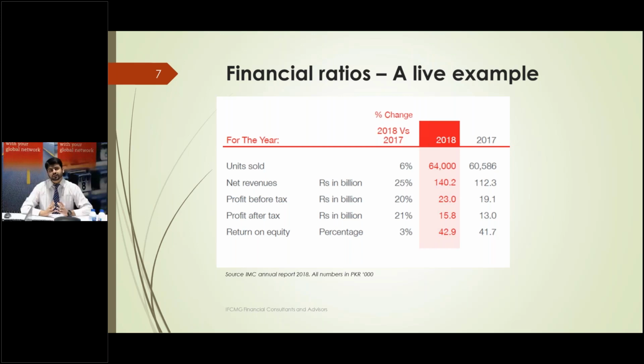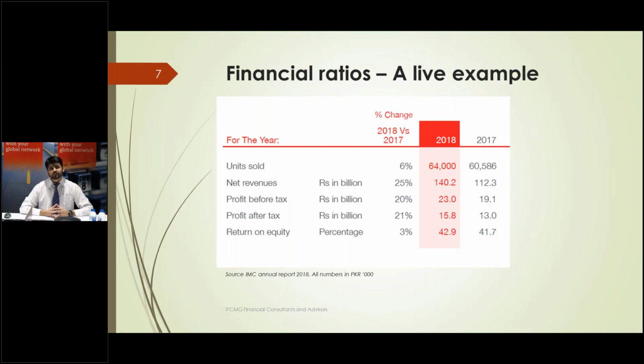We'll just take a brief financial snapshot of the company. It covers the units sold, which is 64,000 units in 2018, and in 2017 the units sold were 60,596. So that's a 6% increase. We'll be delving further into these numbers, but just to give you a brief overview of the financial results: the net revenues of the company have increased by 25%, but if you look at the units sold, they've only increased by 6%. That is something we need to look into.